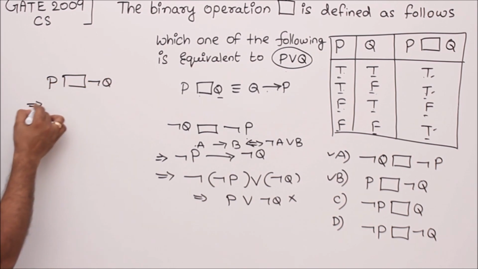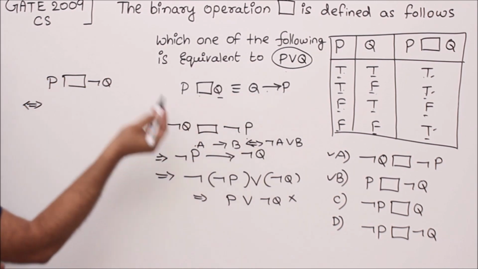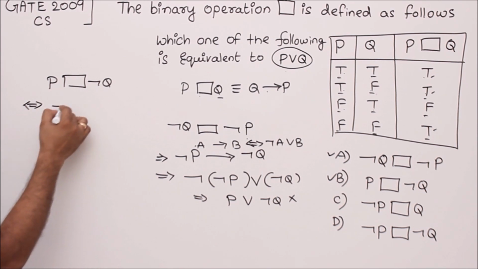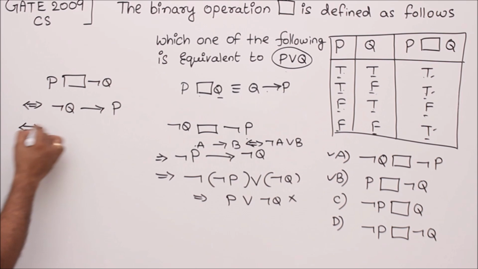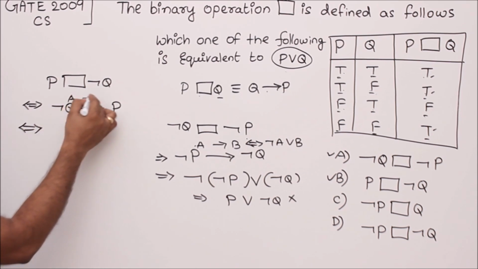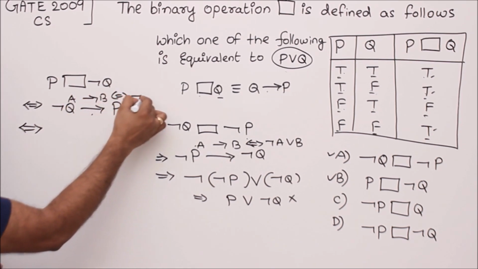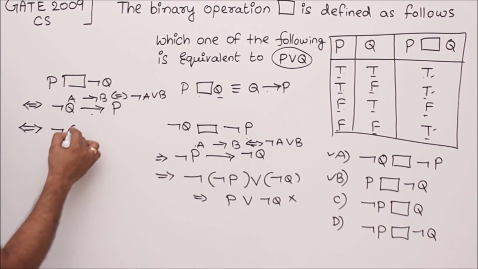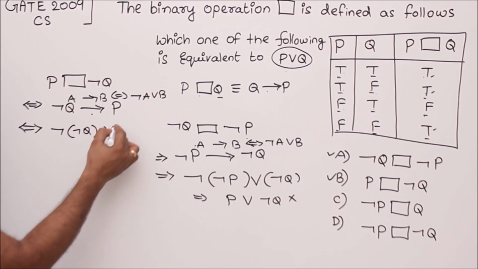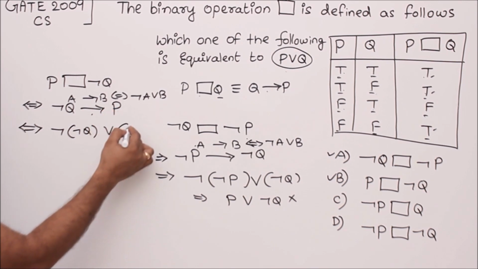The first step is equivalent to second term implication first term. Next step: whenever you have implication, we know that A implies B is nothing but negation A or B. Then here negation A is nothing but first term negation Q, or B, and B is nothing but second term P.